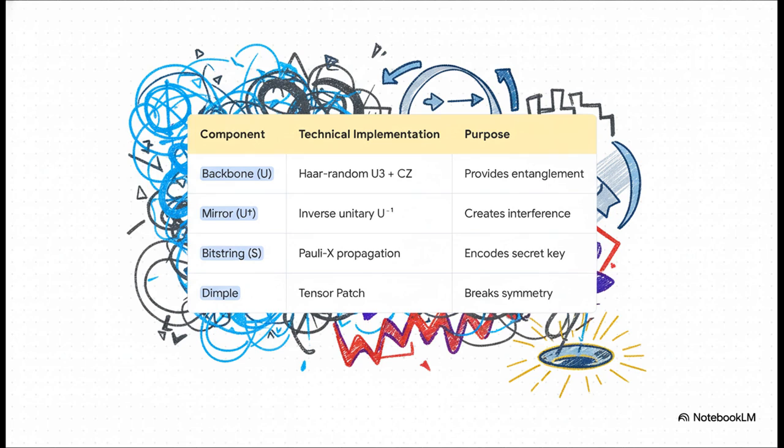So here it is, the full recipe in action. You've got chaos from the backbone, order from the mirror, a secret encoded with propagation, and then camouflage from the dimple. Each part has a critical job, and they all work together to create this puzzle that's perfectly ordered on the inside, but looks like total chaos on the outside.